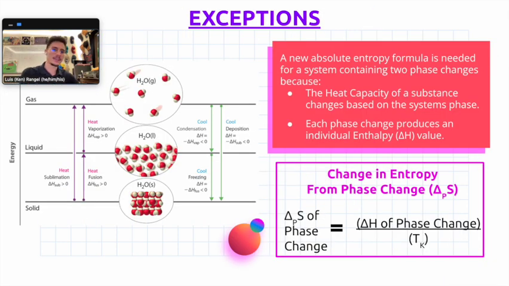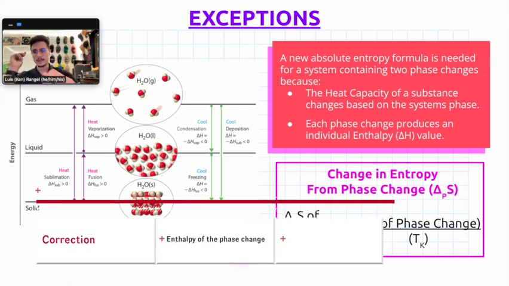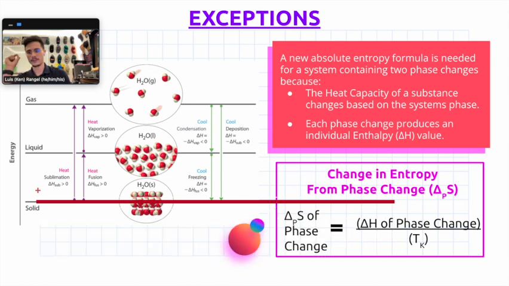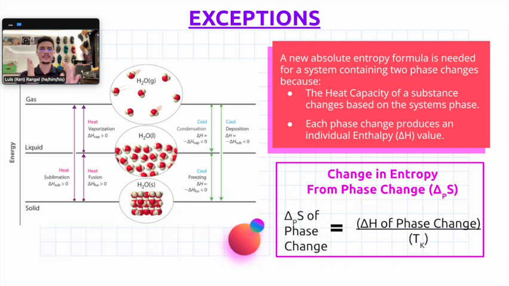And then moving on to exceptions, this does not work when there is 2 phase changes in a system, because as we learned before, heat capacity changes with phase change, because the amount of heat required to heat up a molecule further increases as temperature goes up. So that's why we change the equation to the enthalpy divided by the temperature, and that's going to give us our entropy for the phase change. But in those systems, we also have to account for the entropy of the temperature. So there's going to be 2 entropies if there's 2 phase changes in that system.